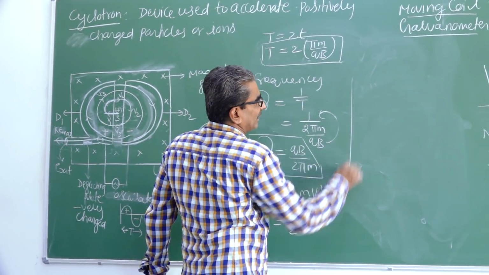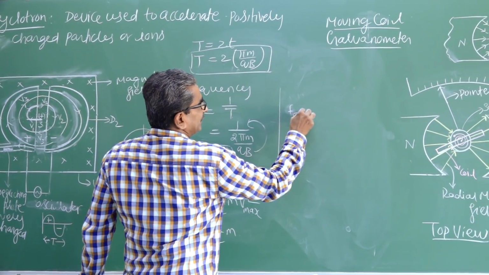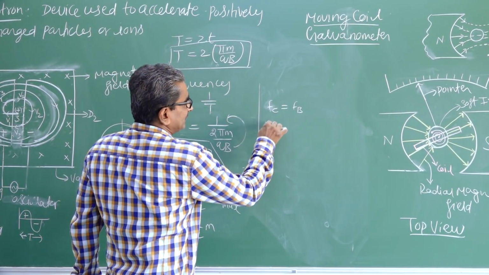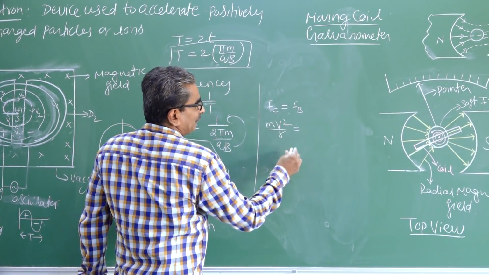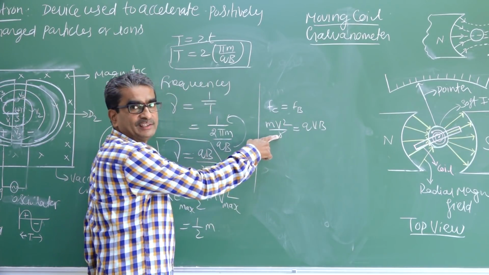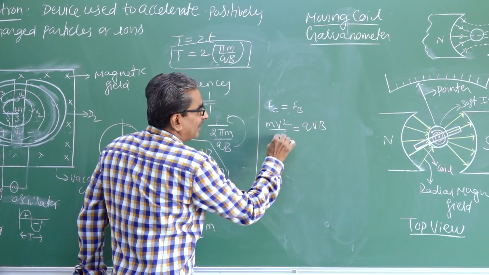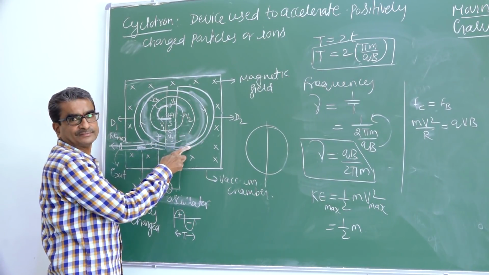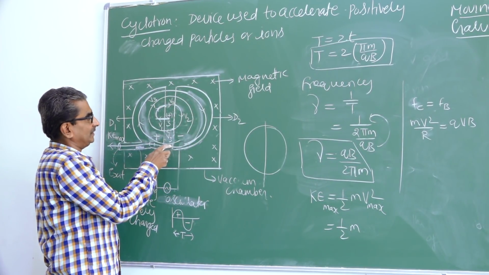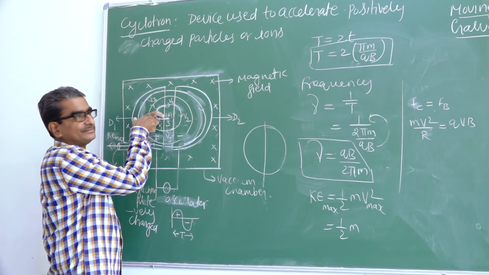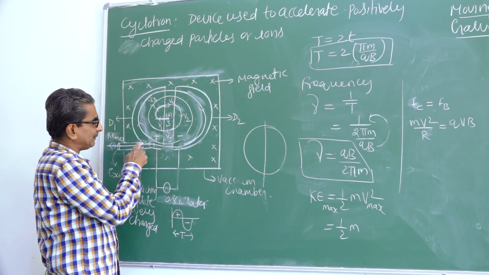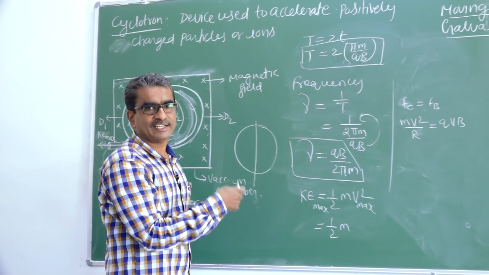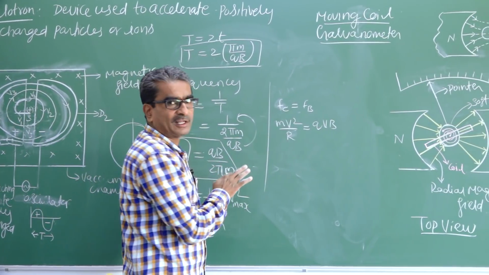Already I told you that always centripetal force Fc is equal to magnetic force. Centripetal force is mv square by r, then magnetic force is QVB. But remember, change this r. Here capital R should be used because the charged particle is describing a radius equal to the radius of the D. So if this semicircular path has a radius almost equal to the radius of the D, then velocity increases, kinetic energy also increases. So replace small r by capital R.